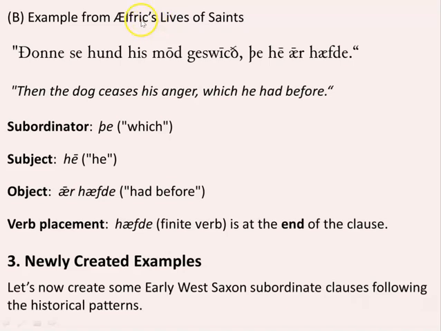An example from Alfred's Lives of Saints: Thonna se hund his modje sewikth there he are havde. Then the dog's anger ceases, which he had before. Are is the adverb modifying the verb. But notice the verb is at the end here. Here's the subordinating conjunction, which. Subject he, object are havde, had before. Verb placement: havde, the finite verb, is at the end of the clause.